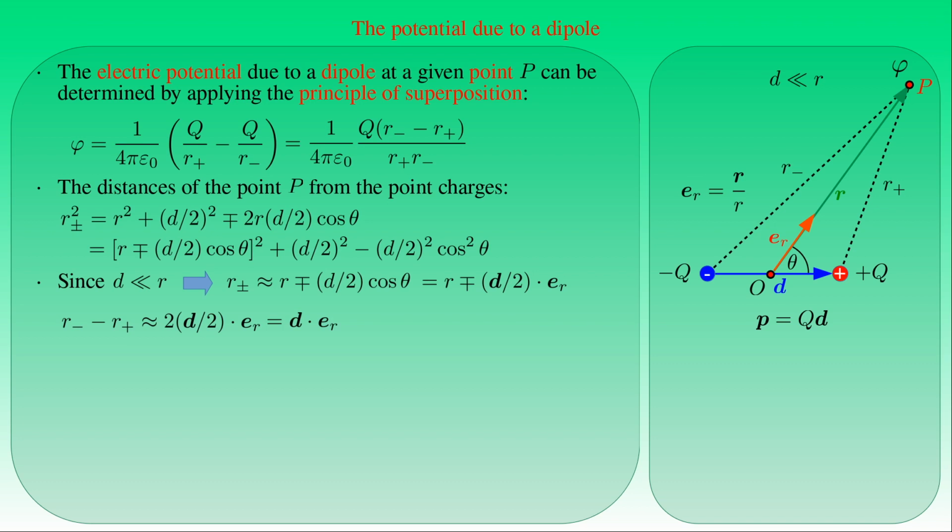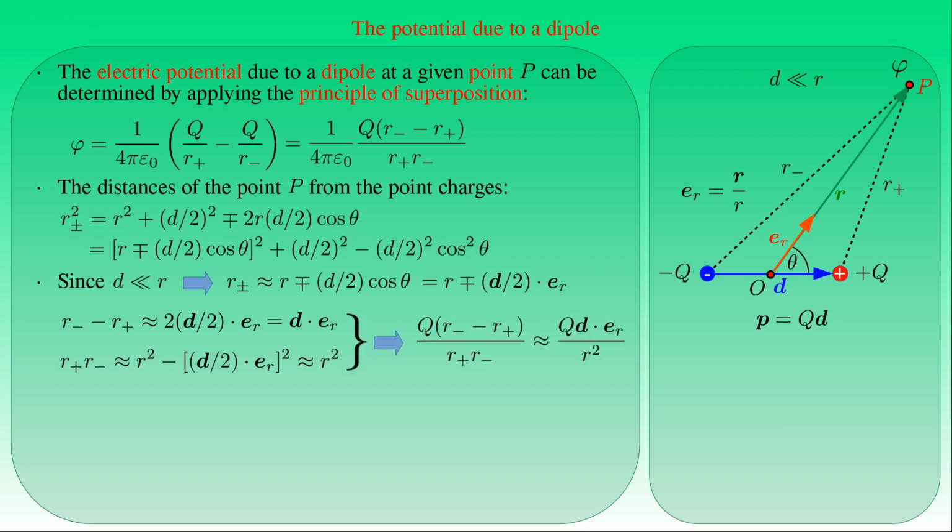The product of r sub plus and r sub minus can also be approximated by r squared minus the square of the dot product of d over 2 and er. Since the second term is negligible compared to the first one, it can be dropped from the right-hand side. If we substitute these approximations into the ratio of q times the difference between r sub minus and r sub plus to the product of r sub plus and r sub minus, we obtain q times the scalar product of the vectors d and er over r squared, where q times d is equal to the dipole moment p.